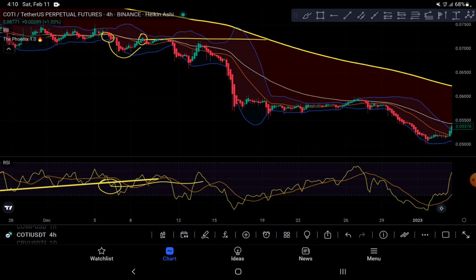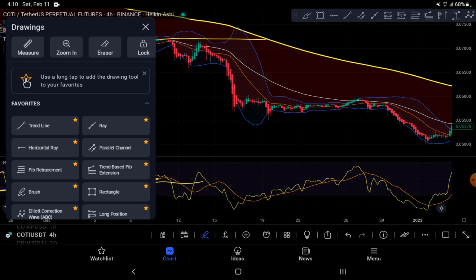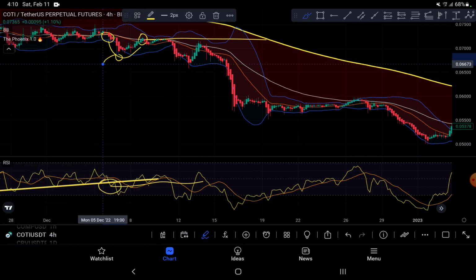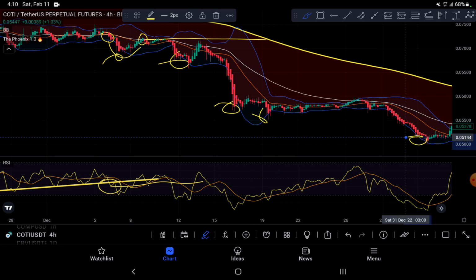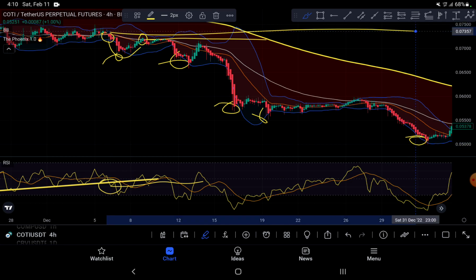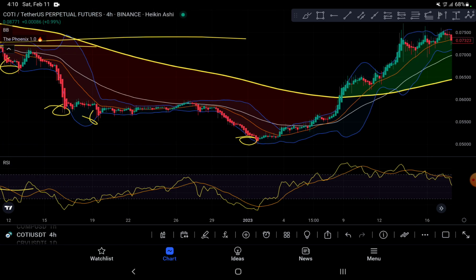Each time it was touching the bottom of the Bollinger Bands, you were taking profits. Let's see, profit number one, profit number two, profit number three, more profits here, and you're still taking profits and keeping the stop loss each time at this same level. All right, until you get bored, or you just want to take it all, or you see a divergence.